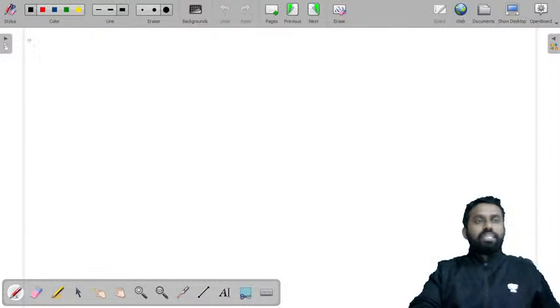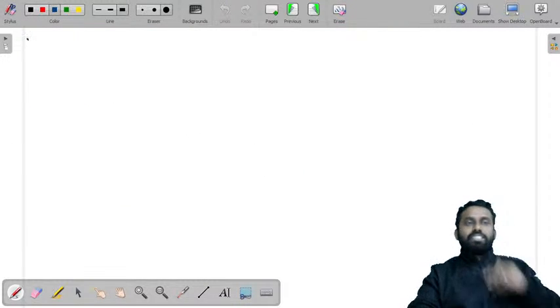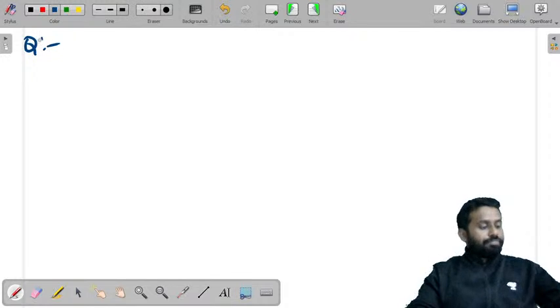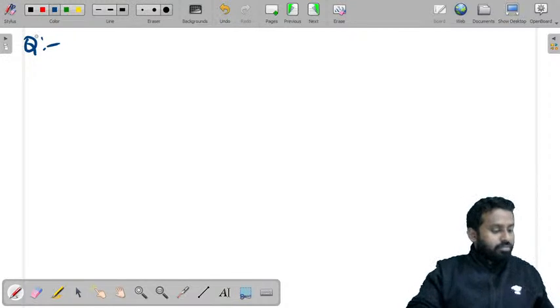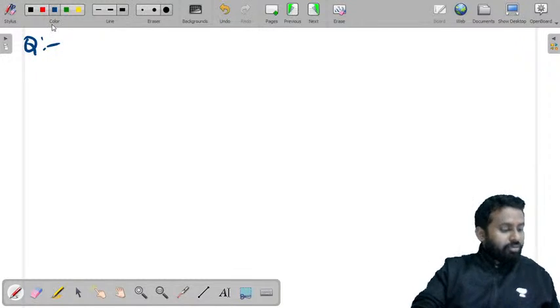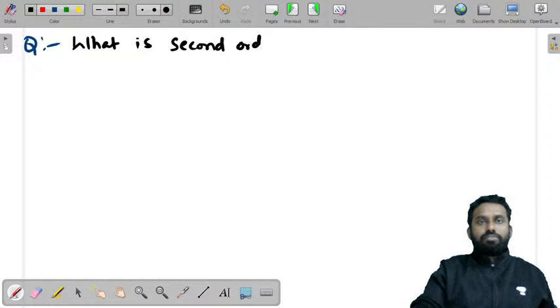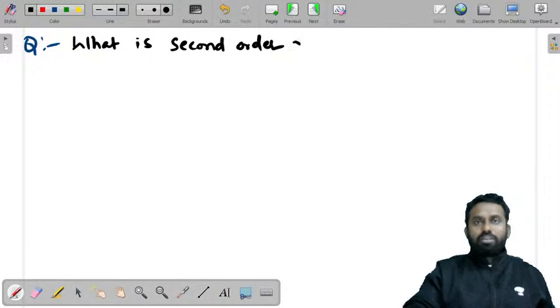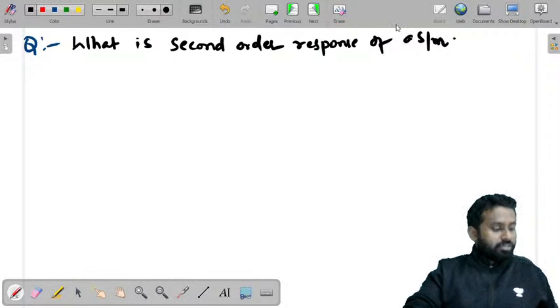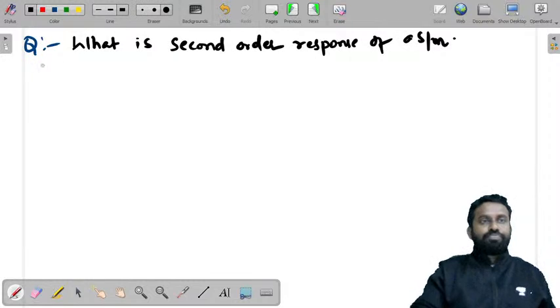There is another question that is frequently asked in the examinations. I'll write the question that is asked. What is the second order response of a system? The one that we have done. Draw the time response of the second order system with unit step.